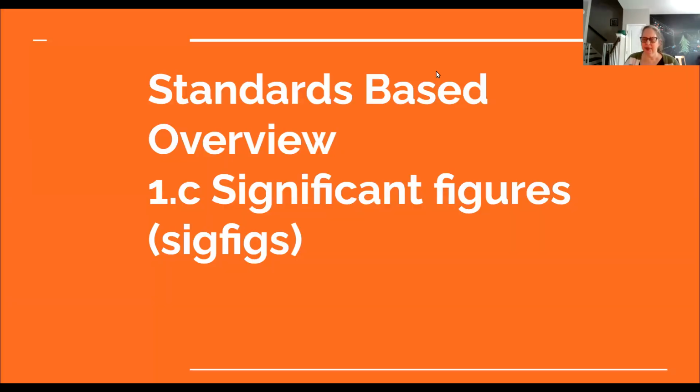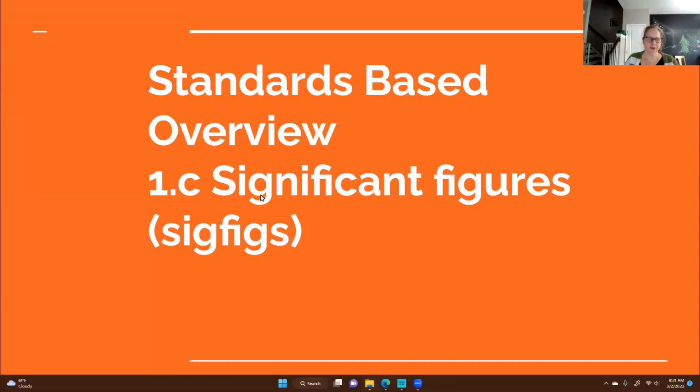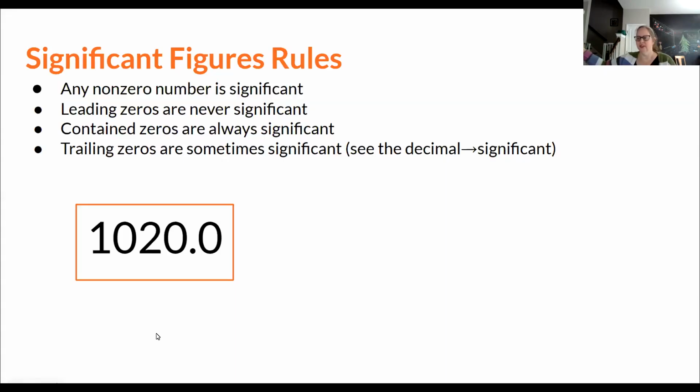Welcome. So we're going to be reviewing significant figures and then putting that into some equations. So the rules: any non-zero number is significant. 1, 2, 3, 4, 5, 6, 7, 8, 9, significant. Leading zeros are never significant.